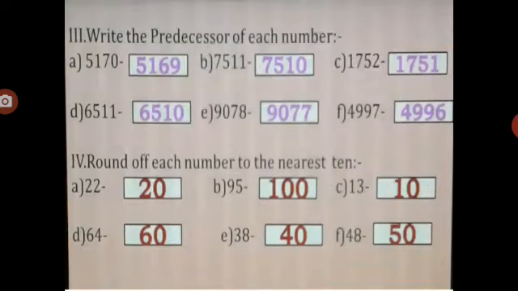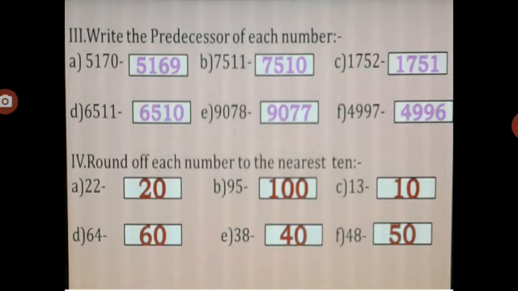8889. Third row, write the predecessor of each number. What is the predecessor? Predecessor means number minus 1. So 5170 minus 1 is 5169. 7511 minus 1 is 7510. 1752 minus 1 is 1751. 6511 minus 1 is 6510. 9078 minus 1 is 9077. 4997 minus 1 is 4996.